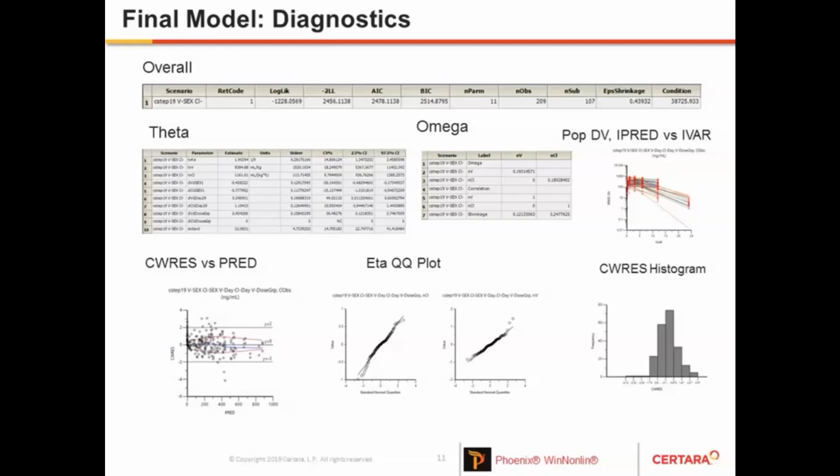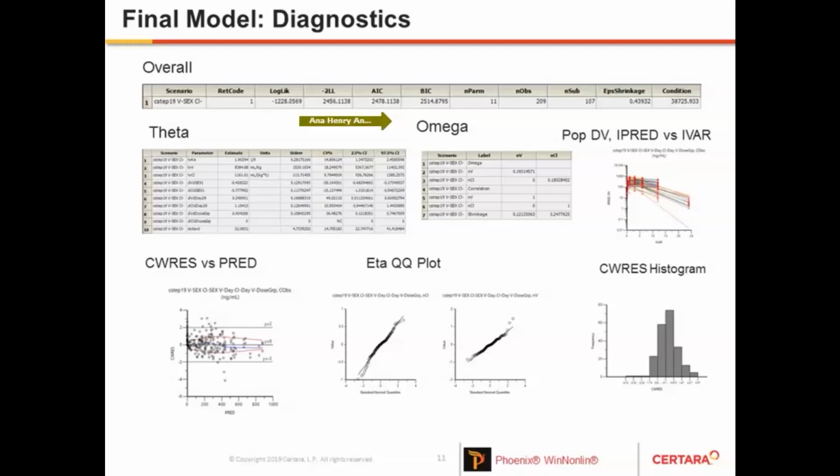The following numbers like log likelihood, -2LL, AIC, and BIC are just diagnostic values derived from the objective function value, which is -2LL. And these numbers only make sense when you compare two models, and the lower the value, the better the model. And the next table below the overall table is a theta table. These are so-called fixed effects and show the population values for clearance and volume, as well as for all the individual covariate effects like gender on volume and clearance. Then another table is omega. This table shows the intersubject variabilities on clearance and volume.